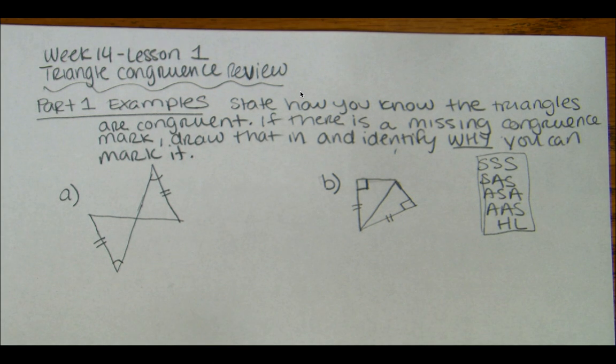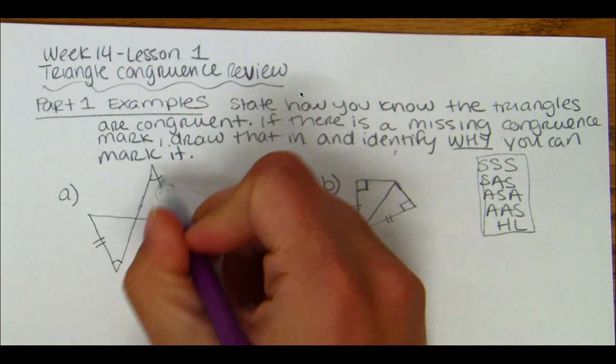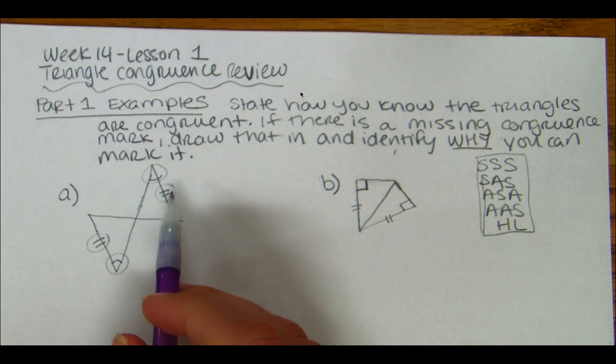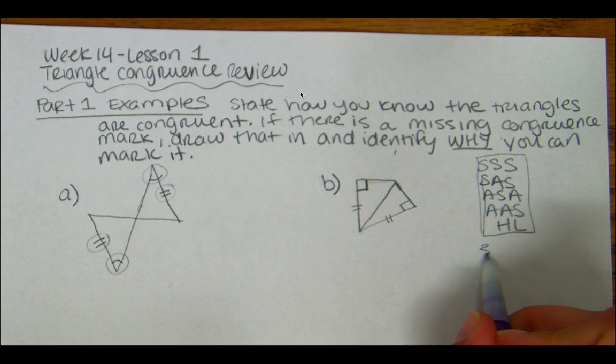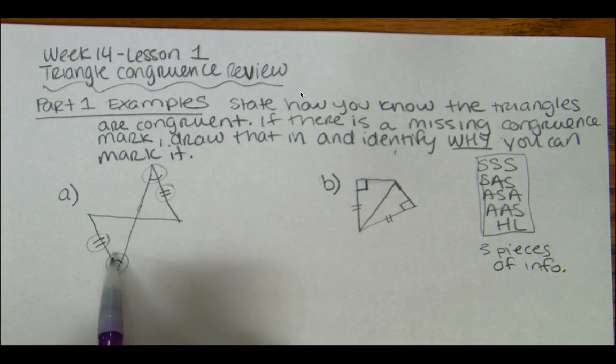The next part is if there is a missing congruence mark, draw that in and identify why you can draw that in. So for the first one, I'm looking at two triangles. What we can see here is I have a side and an angle. So I know there's a side and an angle involved in this one. Now I need a third piece of information. We always need three pieces of information. Always. So when I'm looking for three pieces of information, I have to determine what else maybe isn't marked.